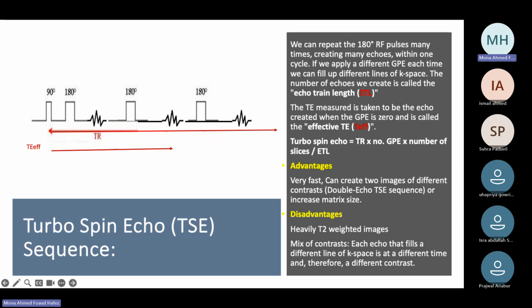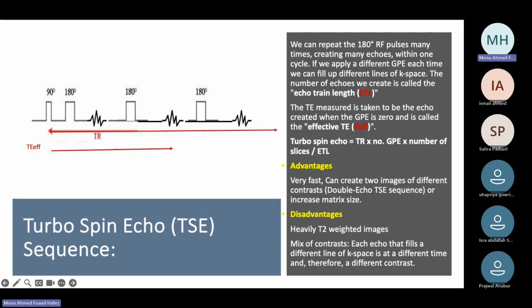The echo time here is called T effective. T effective is taken from the echo created when the phase encoding gradient is 0, and is called the effective echo. The turbo-spin echo time will be TR times number of phase encoding steps times number of slices, divided by echo train length. So if we have an echo train length of 16, it will be divided by 16. It's very fast and can create two images of different contrast, double echo turbo-spin echo, or we can increase the matrix size in this time.